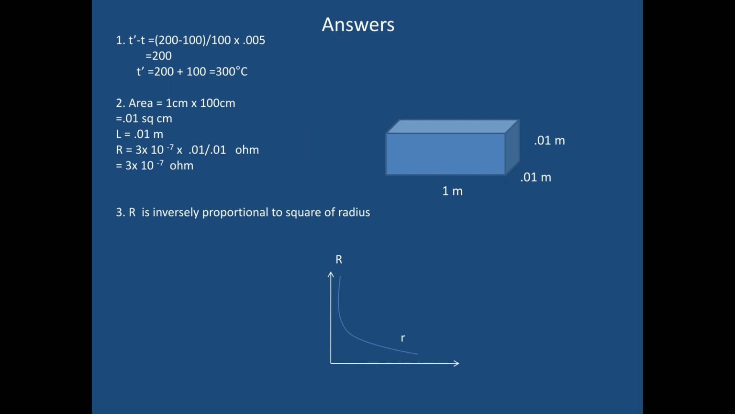In the first case we get 300 degrees Celsius, and in the second case the length is 0.01 meter, that is 1 centimeter. Cross-sectional area is again 0.01 square centimeter, and resistance can be calculated as 3 into 10 raised to power minus 7 ohm. And third is the exponential graph. This is all about this topic.